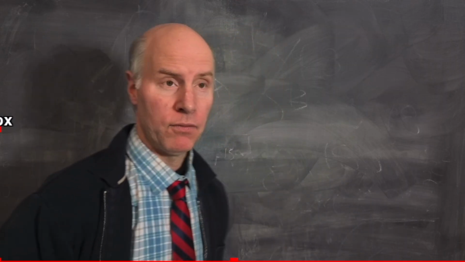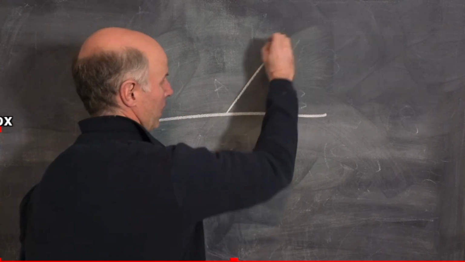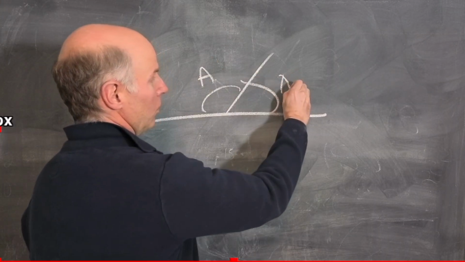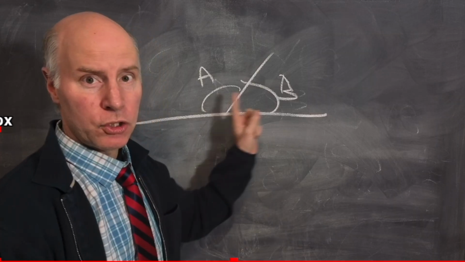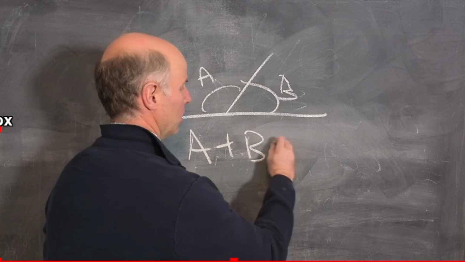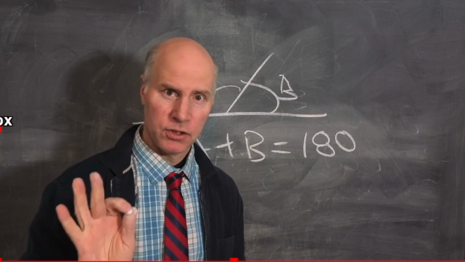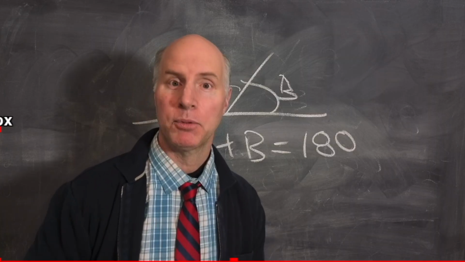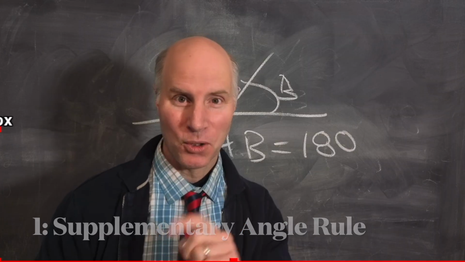The first one involves a straight line. And when we have a straight line and we create two angles, we'll call this angle A and angle B. What we have here is supplementary angles. What are supplementary angles? Well, they're two angles that form a straight line. And we can write this as A plus B are supplementary, or they add up to 180 degrees. I want you to remember this one. This is the first major one. When two angles form a straight line, they add up to 180 degrees. This is the supplementary angle rule. Now let's go to our next one.